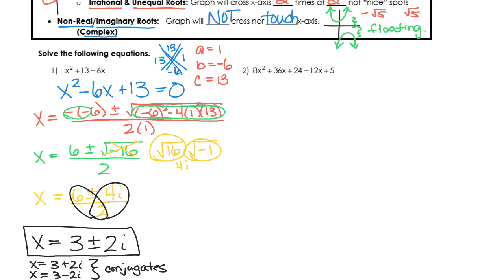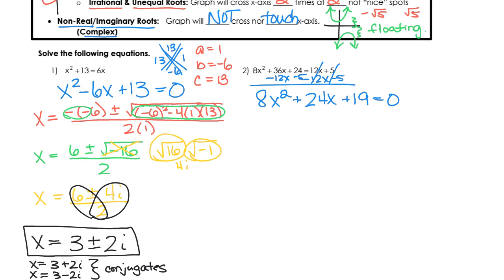All right, so again, in order to solve for these two answers, whether they're real or non-real, we have to make sure that our equation is equal to 0. And right now we're not, so we're going to go ahead and subtract the 12x. And we're going to go ahead and subtract the 5. And when we're finished, we'll be equal to 0, and we have 8x squared. 36x minus 12x is 24x. And 24 minus 5 is a positive 19, and we're equal to 0.